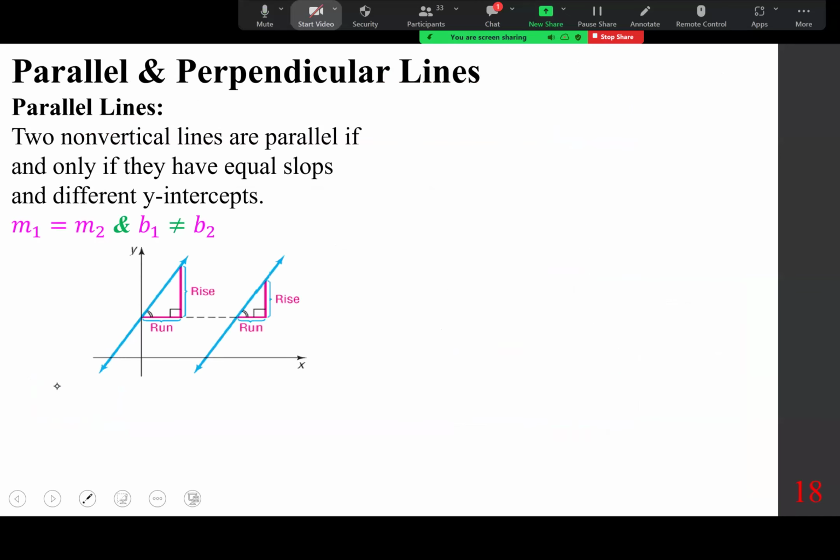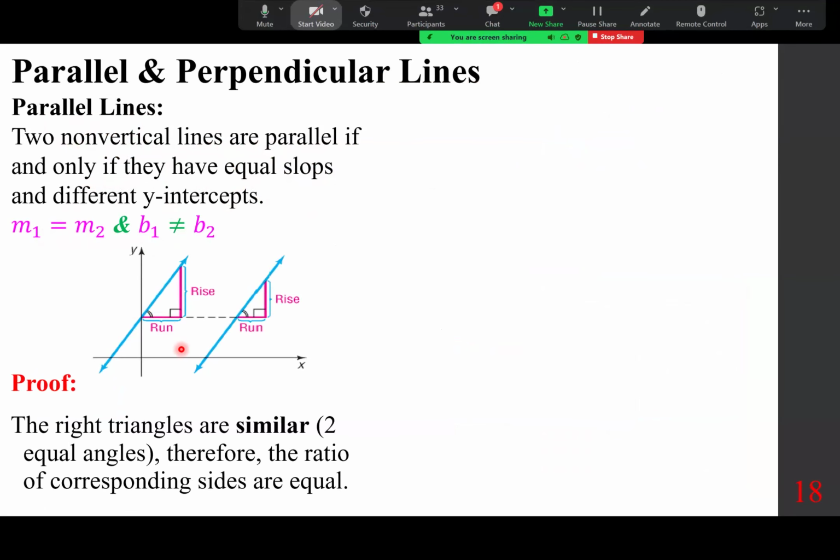Parallel and perpendicular lines. Parallel lines. Two non-vertical lines are parallel if and only if they have equal slopes and different y-intercepts. M1 equals M2, B1 is not equal to B2. So two lines are parallel. Here's a proof. If you look at this, if you drop a perpendicular to the x-axis and drop a perpendicular to the y-axis, so this part is parallel to the y, this part is parallel to the x for both cases, okay? Then you do that for both.